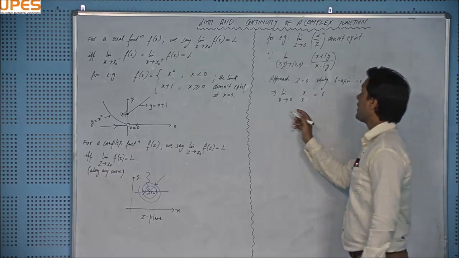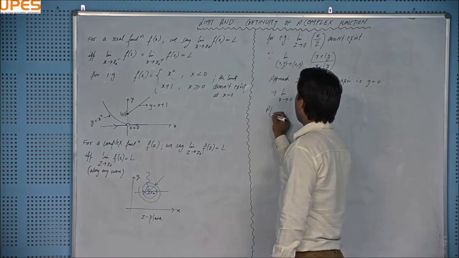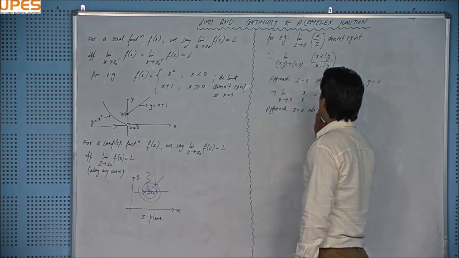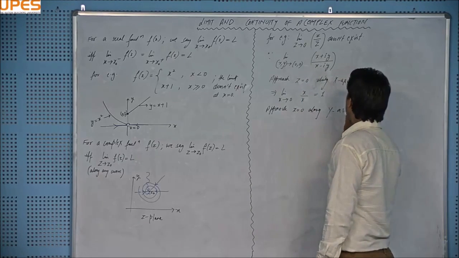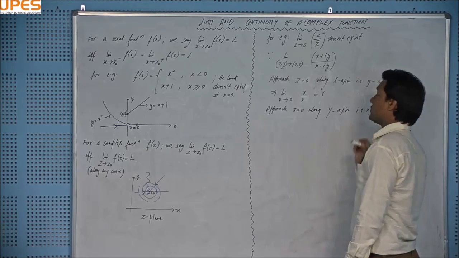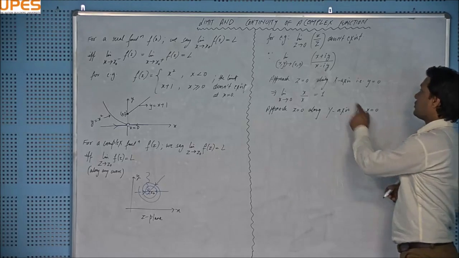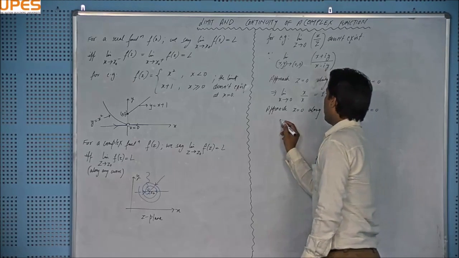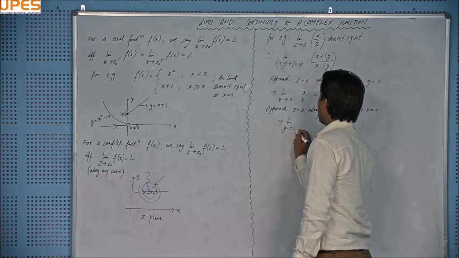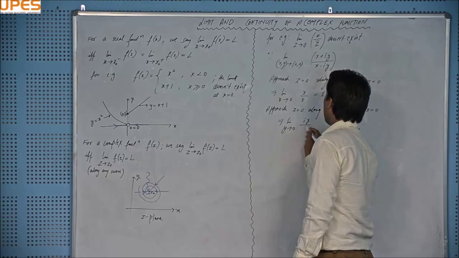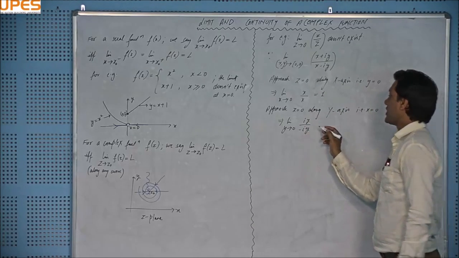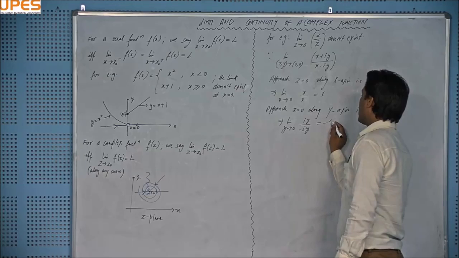And let me see what happens if I approach z equal to 0 along y axis, that is x equal to 0, right? So you should substitute x equal to 0 here, and that will give me, implies limit y tends to 0 iota y over minus iota y, right? And this will be cancelled. I think I will get minus 1.